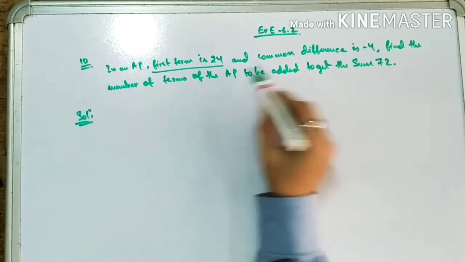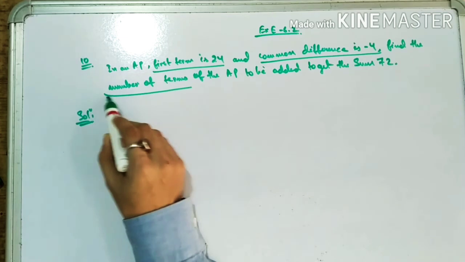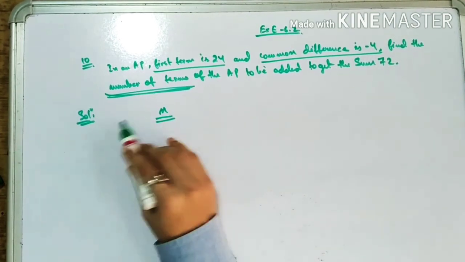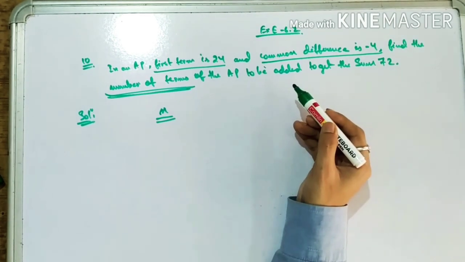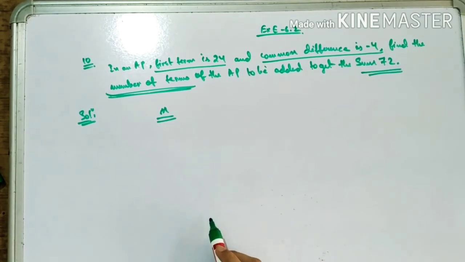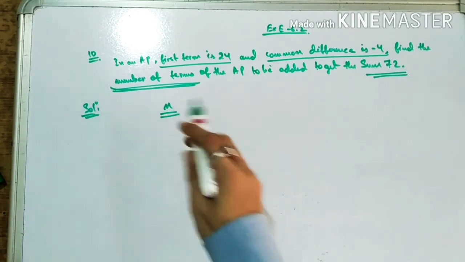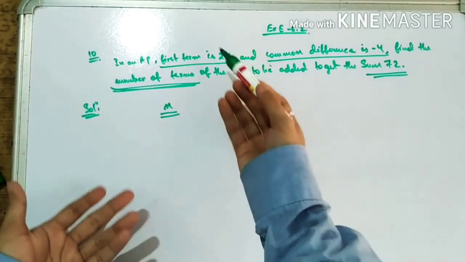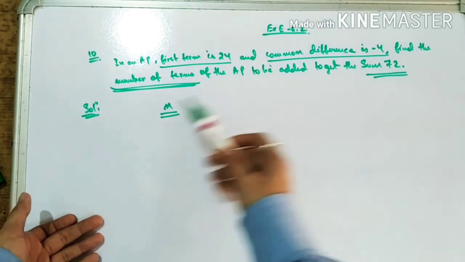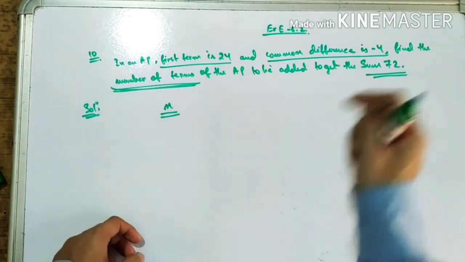So in here it is given that in an AP the first term is 24, the common difference is minus 4. I have to find the number of terms. What I have to find? Number of terms. That means small letter n I will have to find, to be added so that the sum becomes 72. Understand? It is very easy. An arithmetic progression is there whose first term is 24 and the common difference is minus 4. How many terms you will add so that you will get the answer 72.